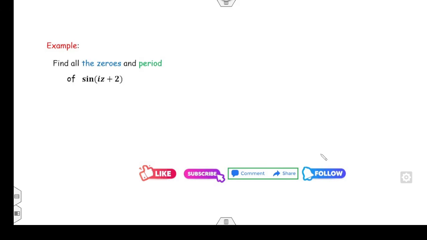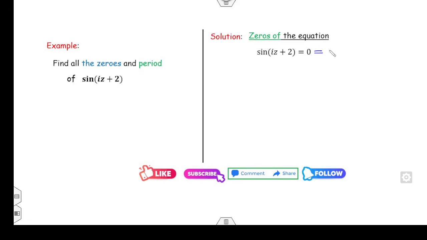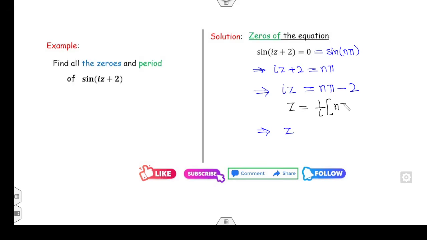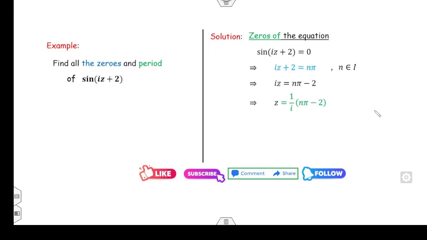Let's look at the second example, which is related to the zeros and period of the sine. Again we can start with this. When will it be 0? When it is nπ. That implies ιz + 2 is equal to nπ. So can you find the value of z? ιz becomes nπ minus 2. So z is 1 over ι times (nπ minus 2). I can rationalize them. It is minus ι(nπ minus 2). Or you can take minus as common. You will get (2ι minus nπι) as the zeros of the function.